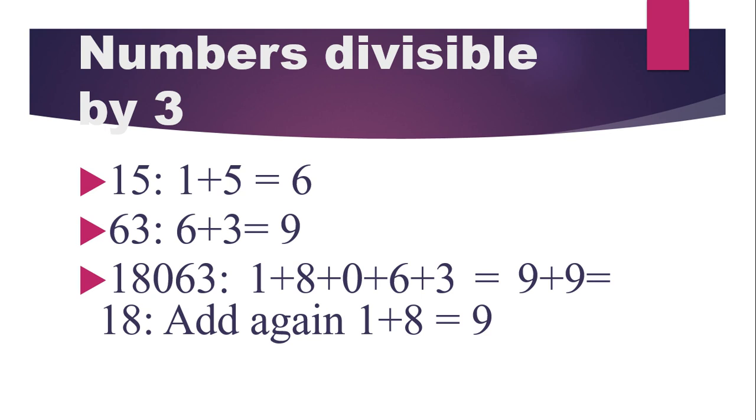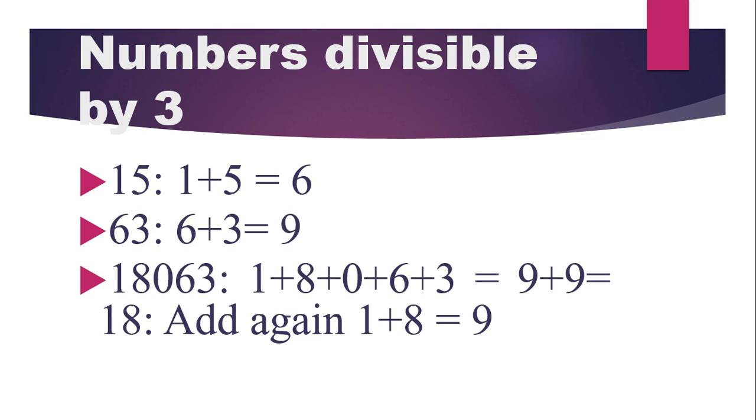That tells us that 18,063 is exactly divisible by 3. And you can go ahead and confirm that. If you divide 18,063 by 3, you will get exactly 6,021. That tells us that that number is exactly divisible by 3. It's not that hard at all to find out.